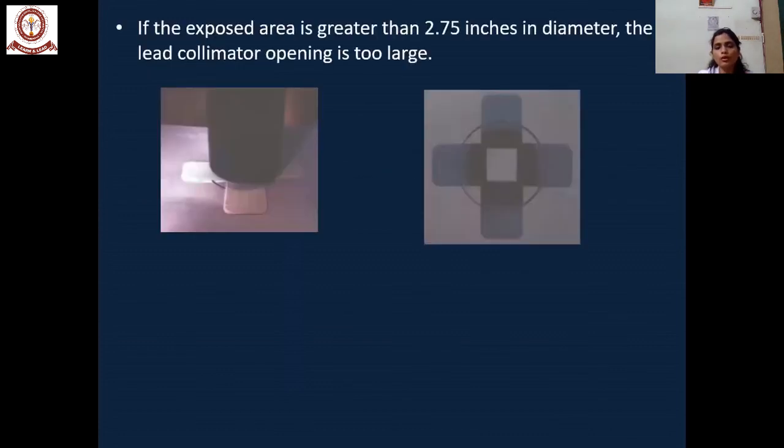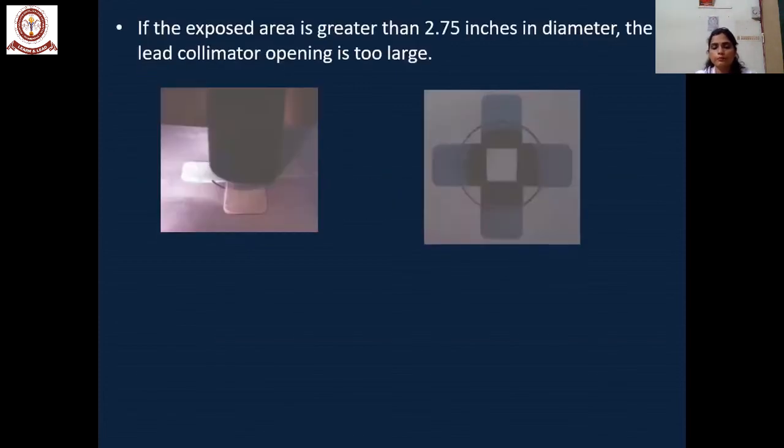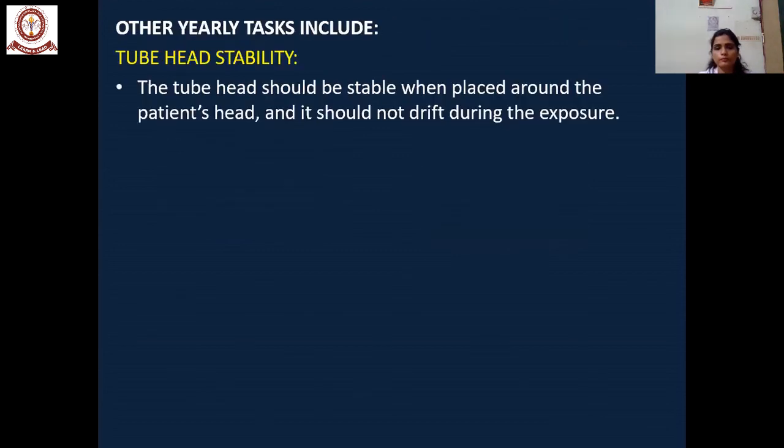We can keep 4 IOPA films on a piece of paper in the form of a cross-shaped template, and we expose the film at the center of that cross-shaped template. If the exposed area is greater than 2.75 inches in diameter, then the lead collimator opening is too large. We have to change it according to the diameter of the exposing area. It should be up to 2.75 inches.